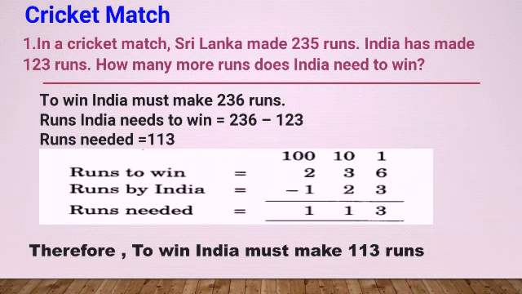So to find the runs India needs to win, we have to subtract. I have shown the subtraction here, but you have to write the statement. Runs to win equals 236. Runs by India equals 123. I have written hundreds, tens and ones this way; you can also write HTO in place of hundreds, tens and ones. So runs needed equals 113. Therefore, to win, India must make 113 runs.